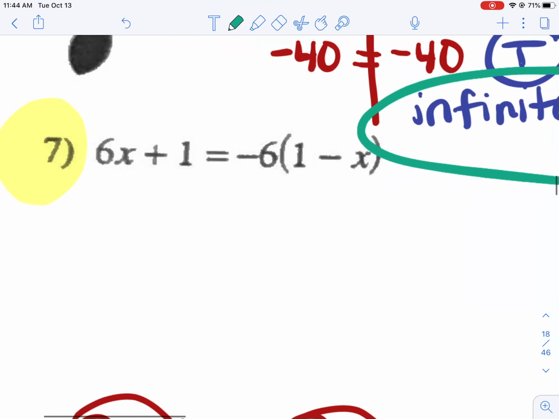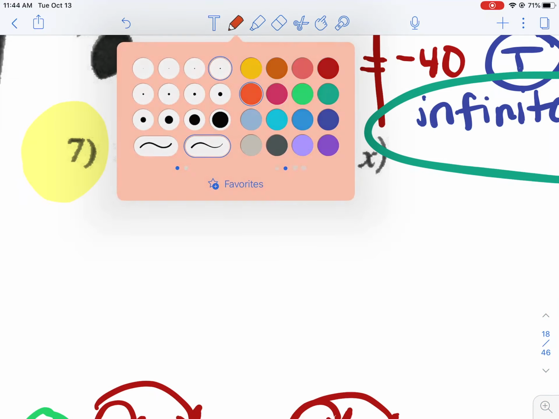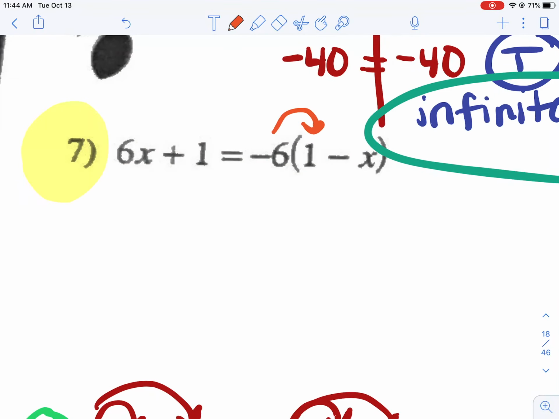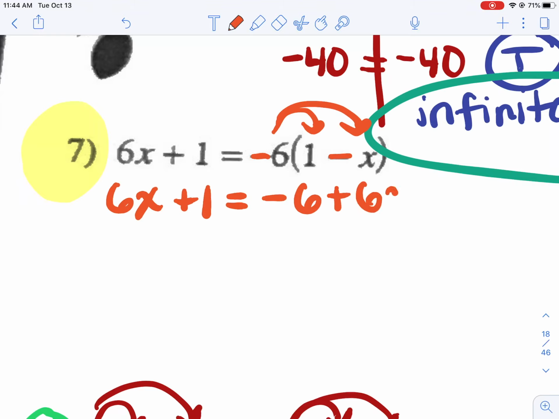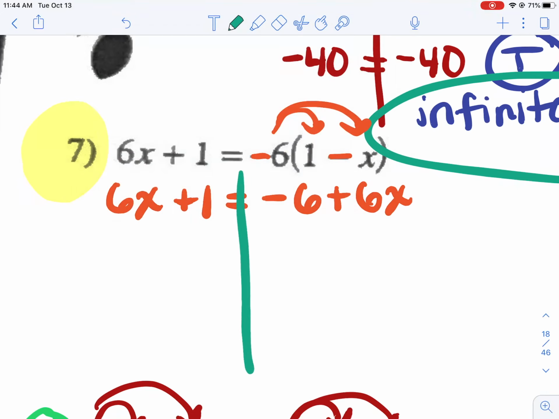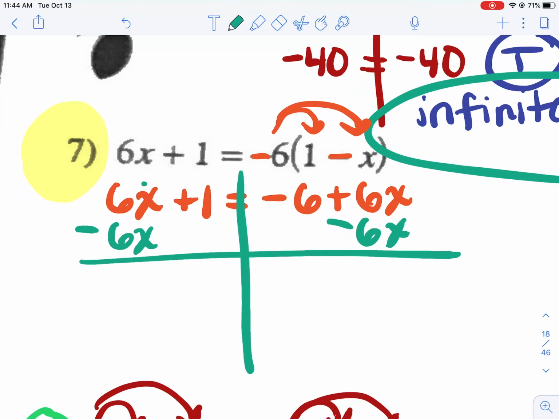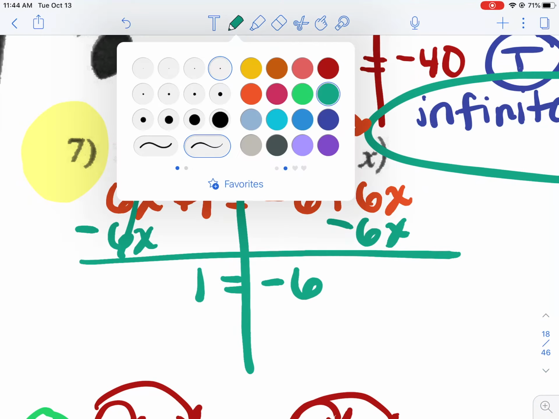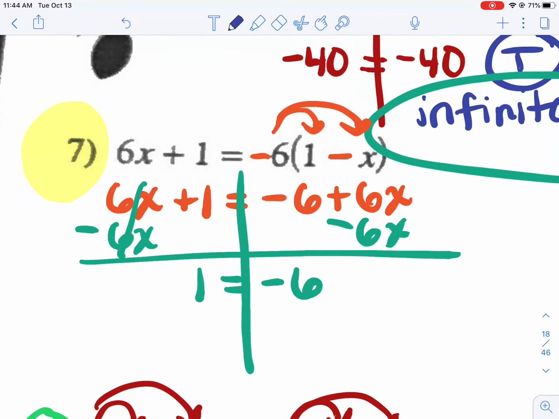Now, let's look at number 7. This is a little bit different. So let's solve here. I'm going to distribute the negative 6. So 6x plus 1 equals negative 6, and then a negative times a negative is a plus 6x. So now look what happens when I take away 6x from both sides. When I do that, I have 1 equals negative 6. So is that true or is that false?